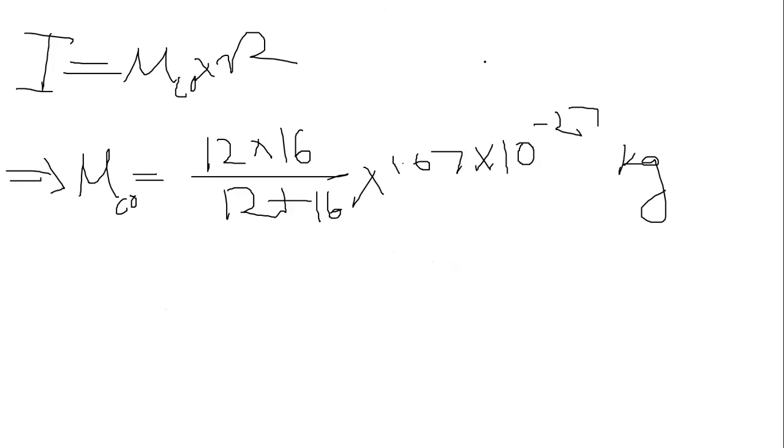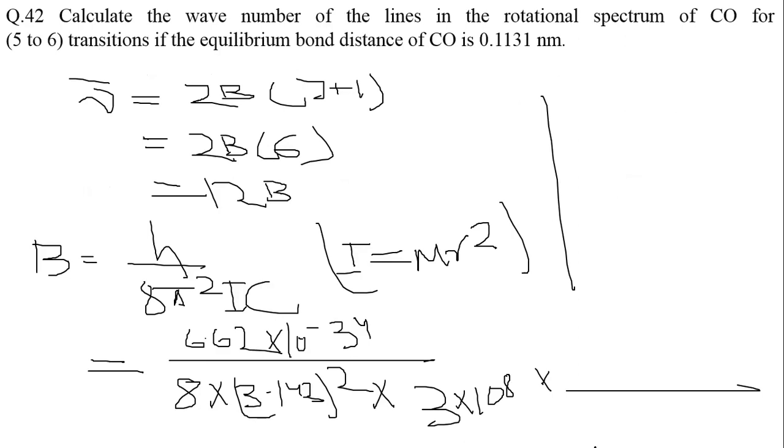So this is very similar to the previous problem. When we put all the values, we can calculate the value of I, and when we put that value of I here, then we will calculate the value of B. The wave number of the line in the rotational spectrum of CO is 12B when the transition is from 5 to 6, because the wave number is 2B into J plus 1. J plus 1 is 6 in this case, that is the higher of the J values involved. So from 5 to 6, the highest value is 6. So it will be 6 into 2B, it will be 12B. So when we calculate B here and put the value of B in the wave number relation, then we can get the value of wave number.